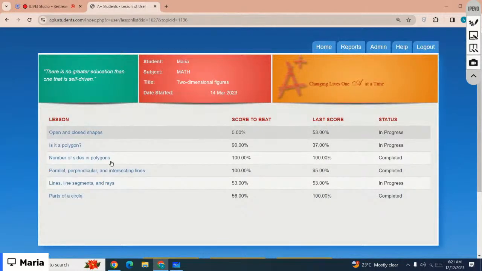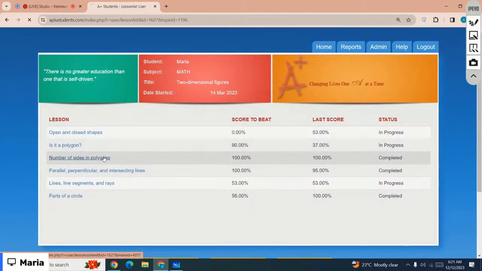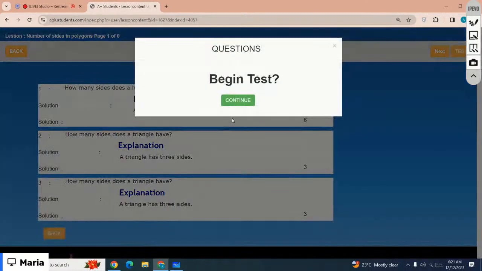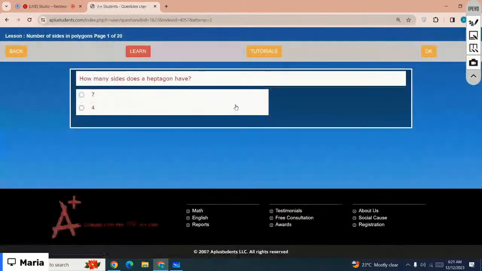You have to find how many sides are in a polygon, right? Let's just start with the next lesson. Test questions. How many sides does a heptagon have? Which is the correct option?